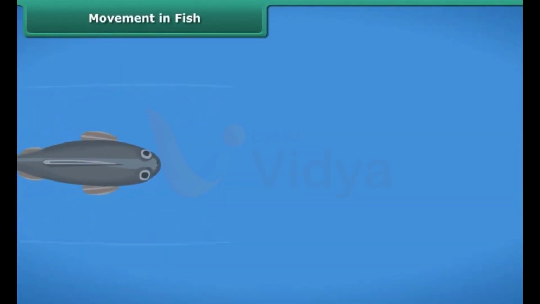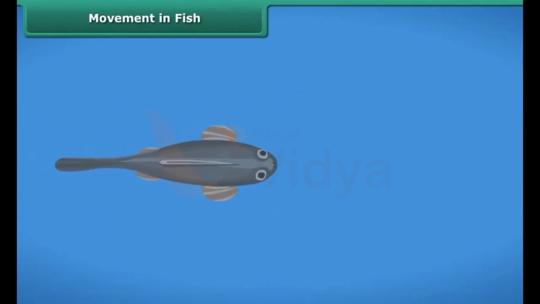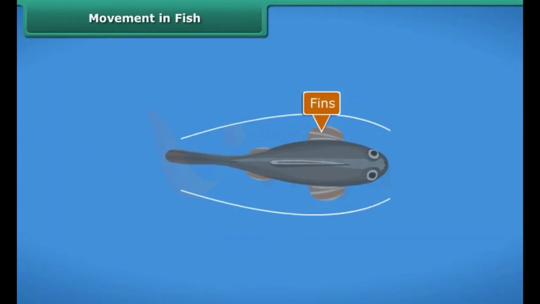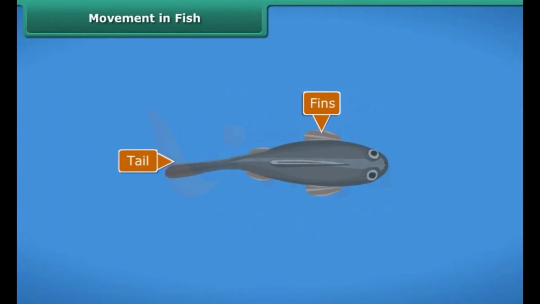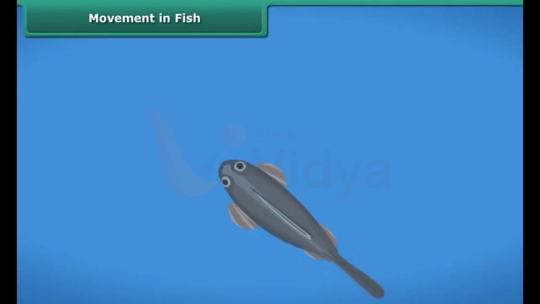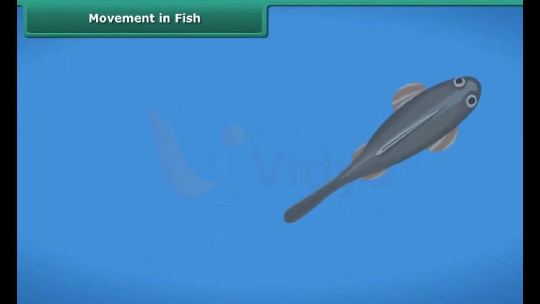Movement in fish. Fish have a streamlined body which helps them move fast in water. Fish swim with the help of their fins. The tail moves from side to side and helps the fish swim in the right direction. Some fish, however, move by bending their bodies from one side to another in quick succession, which produces a thrust that helps it move forward.